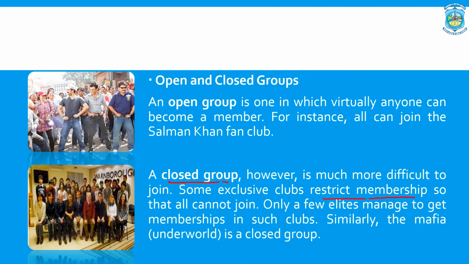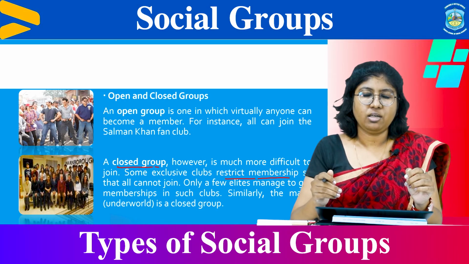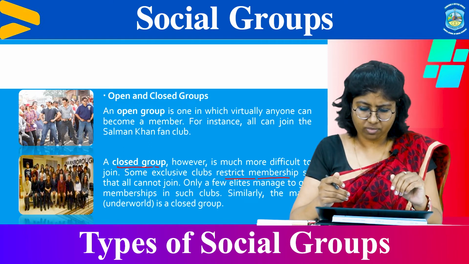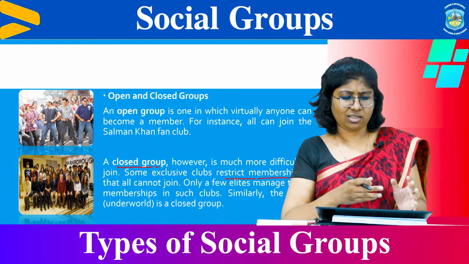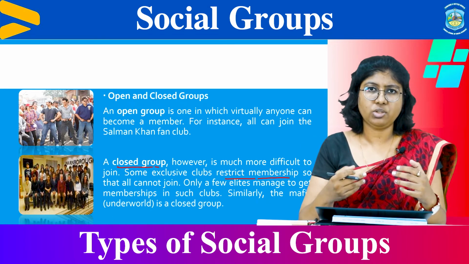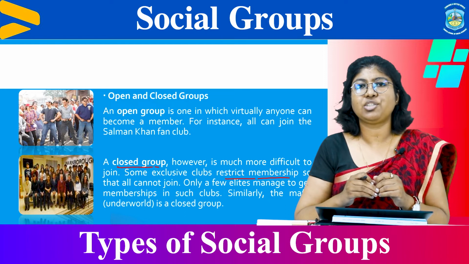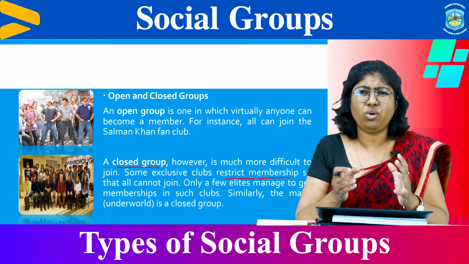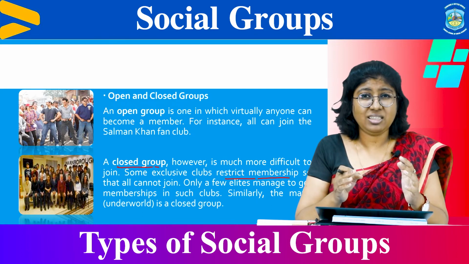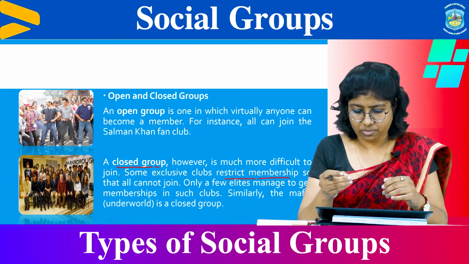There is a sense of boundary to it. You will know the members who are there in the closed group. A simple example is a class, as shown here. You know who all are your classmates. You know who your colleagues are at a workplace. These are examples of closed groups.